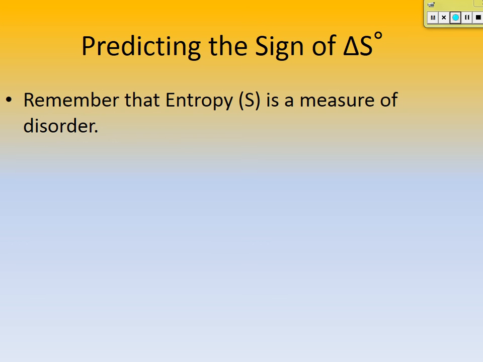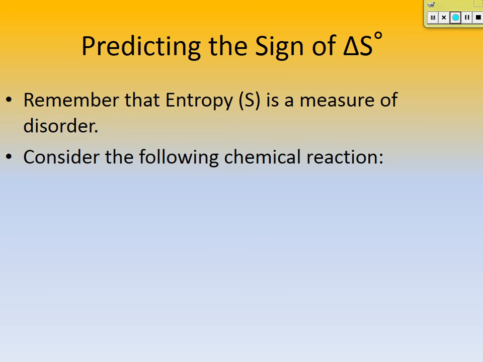Remember that entropy is a measure of disorder. Consider the following chemical reaction. Let me show you how to do this. If we had this chemical reaction, let's look at a couple of things. How many moles of nitrogen do I have right here? 1. Which phase? Gas phase. How many moles here? 3 in the gas phase.